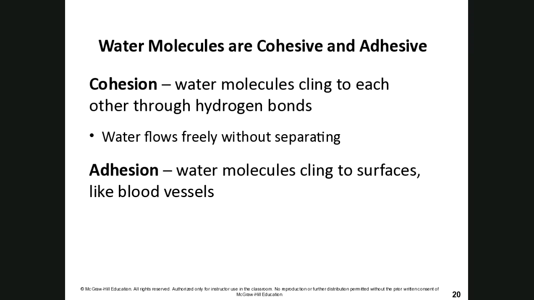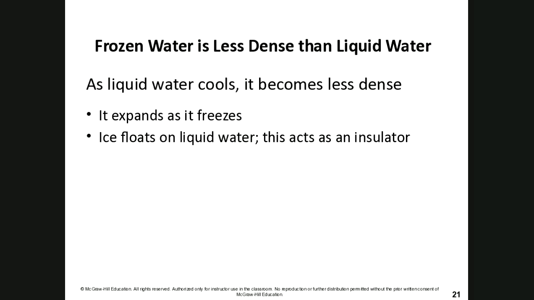We have this cohesive property of water, and that is because of the polar nature of water. Water molecules cling to each other through these hydrogen bonds. Adhesion is water molecules clinging to a surface, like the inside of your blood vessels, which is a good thing. It allows for less turbidity and more fluid flow through the blood vessels, and it helps to maintain pressure. Frozen water, as you know already, an ice cube, is less dense than liquid water, so as a result ice is going to float, and this fact that ice floats can act as a bit of an insulator.